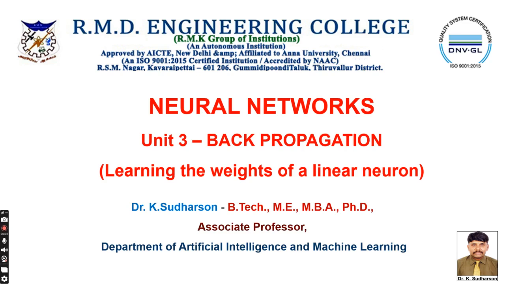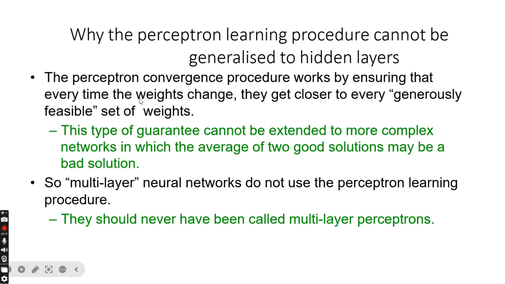Today we'll see Unit 3, the first topic, which is learning the weights of a linear neuron. First, we should understand the perceptron concept. Already you know what a perceptron is, what a single layer perceptron is, and you have a basic idea about the multi-layer perceptron. So, what is the perceptron convergence procedure?